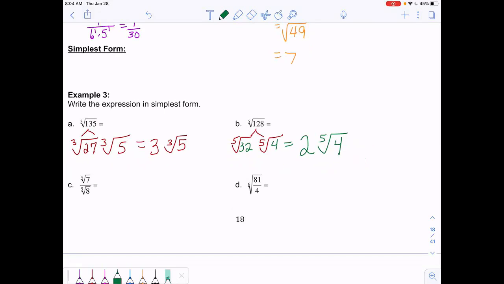Anybody have questions? We're going to stop there. We'll save those fractions. Whew, pretty good day in math.